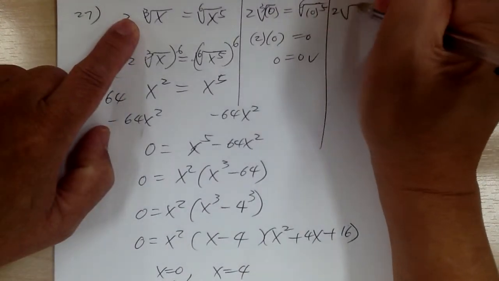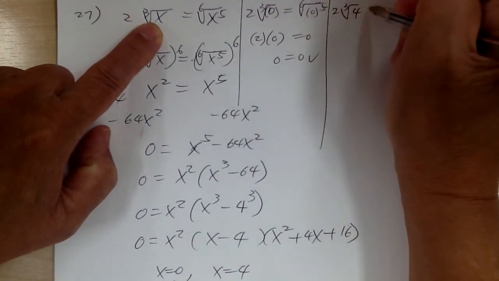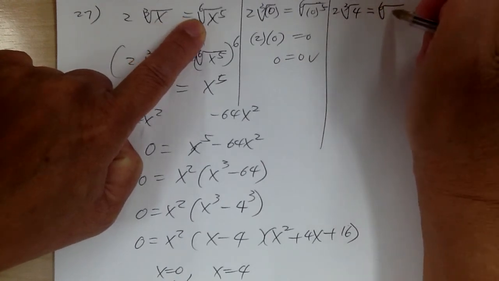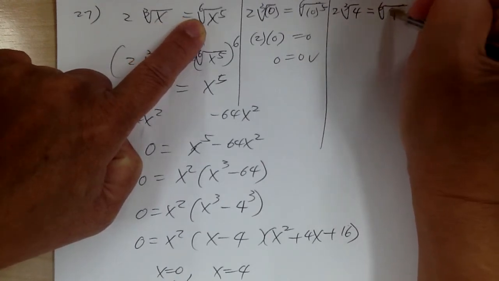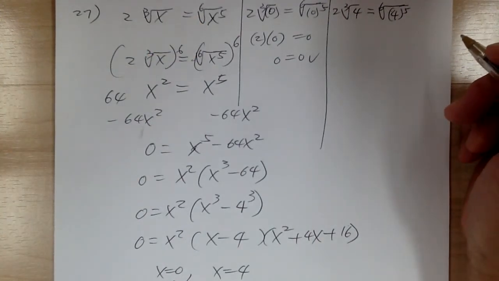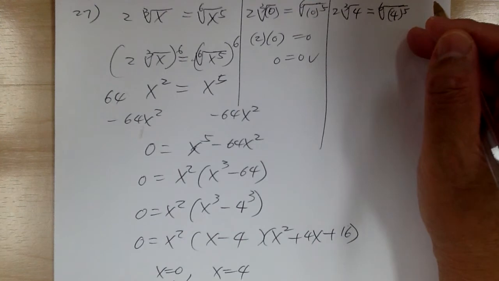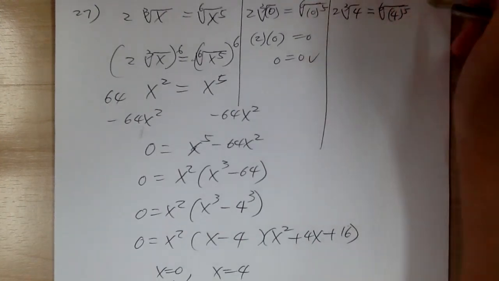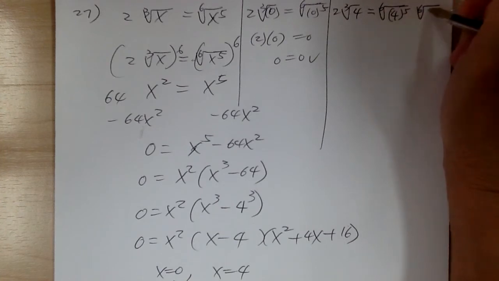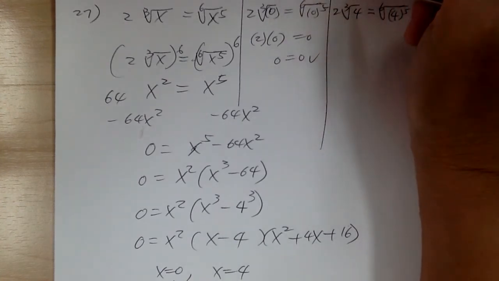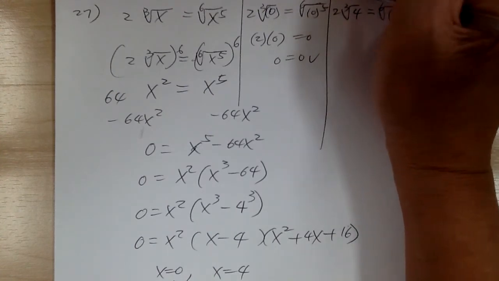So you got 2 cube root of 4 equal to 6th root of 4 to the 5th power. So what we're going to, so this one is kind of hard to check. So what I'm going to do is I'm going to multiply by 1 more. So multiply by the 6th root of 4.